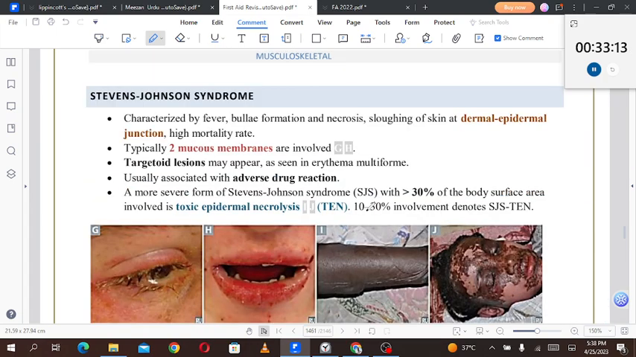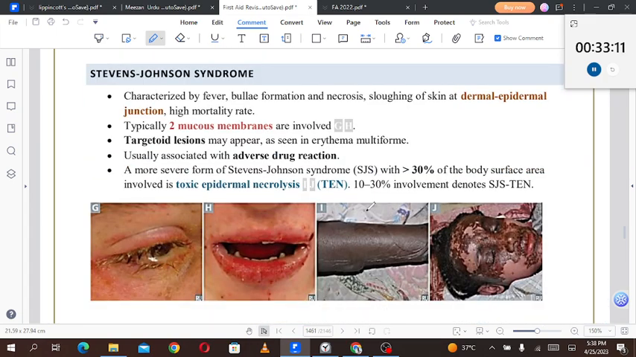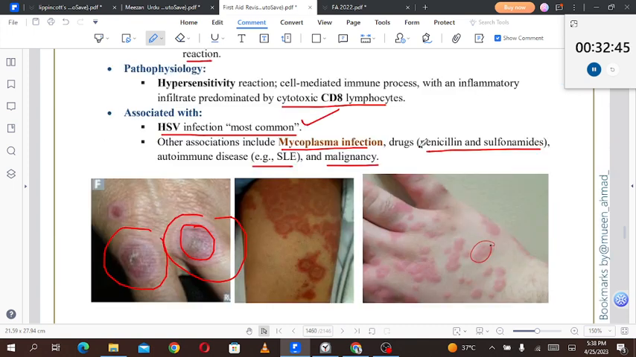Moving forward, Stevens-Johnson syndrome. That is a very horrible complication of a lot of things. Stevens-Johnson syndrome is characterized by fever, bullae formation, and necrosis, with sloughing of skin at the dermal-epidermal junction, and a high mortality rate. Typically, two mucous membranes are involved, as you can see: the mucous membrane of the eyes and the mucous membrane of the oral cavity. Targetoid lesions may appear on the skin as seen in erythema multiforme. These are targetoid lesions, or maybe this one, and you may also see this one.